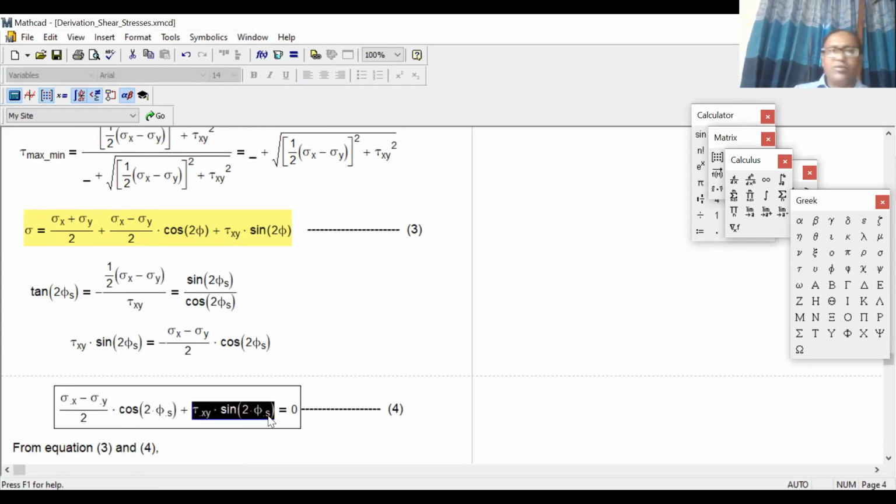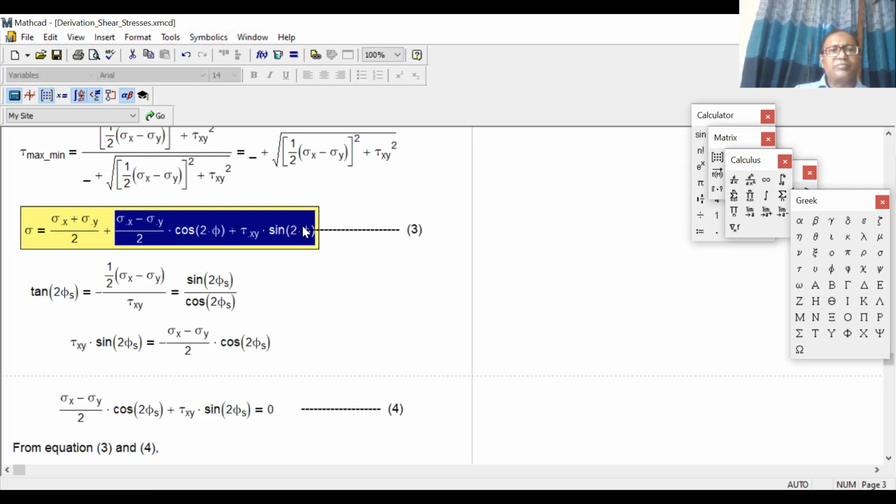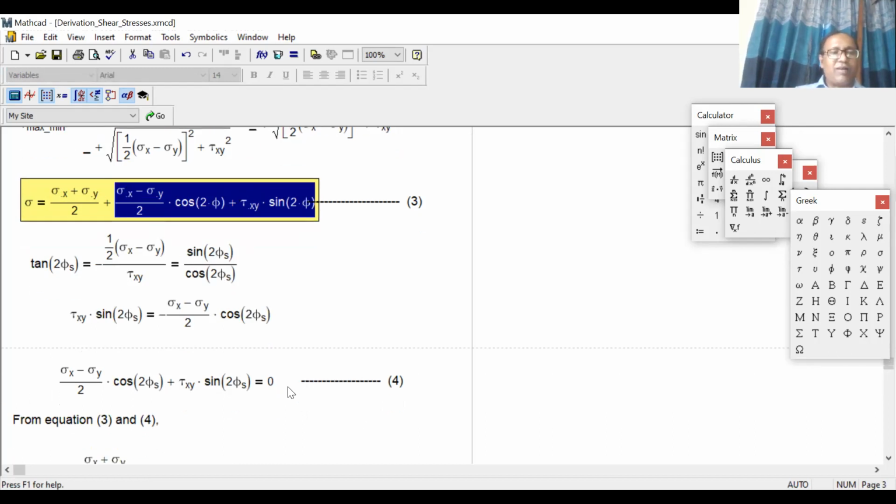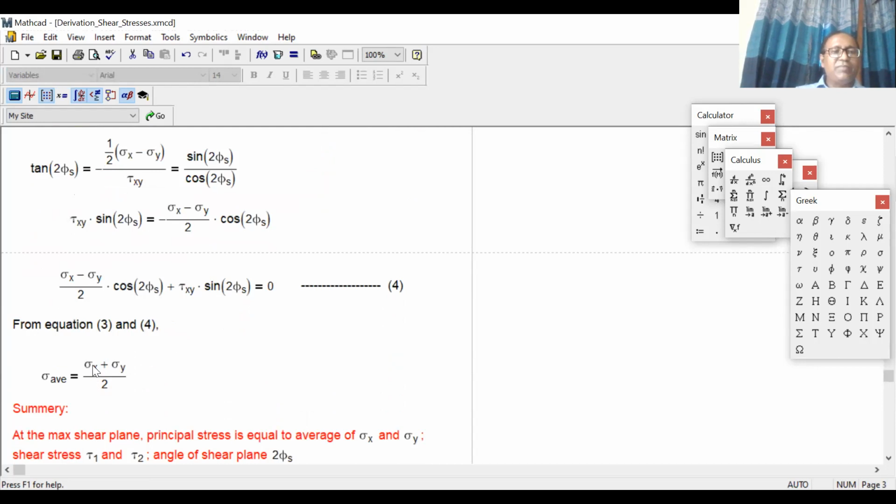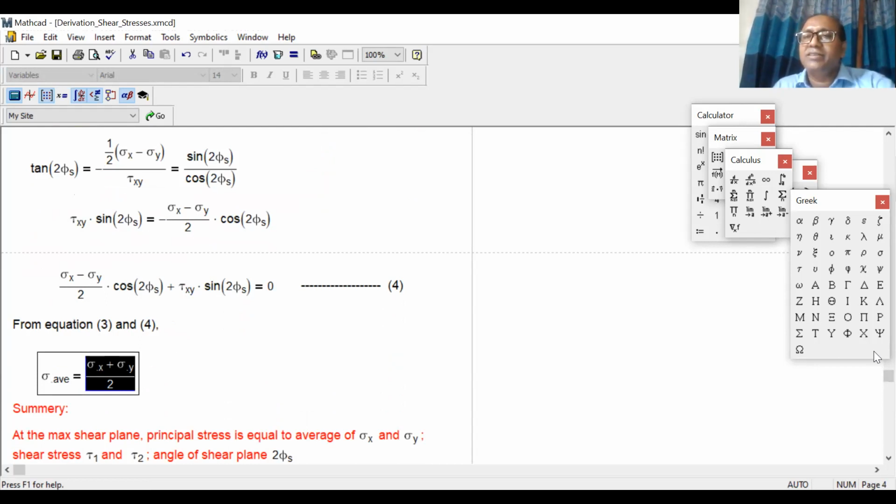And look in your equation 3. You see this term and this term are the same. What does it mean? This value equals 0. So our sigma comes out as sigma x plus sigma y divided by 2. That means if you are adding two numbers and dividing by 2, you are taking the average. If sigma x equals 30 and sigma y is 60, what is the average? 90 divided by 2, 45.